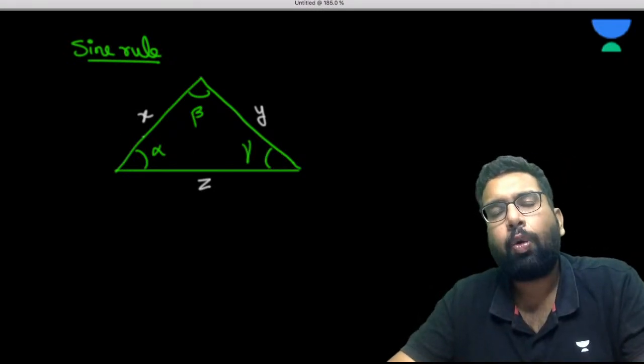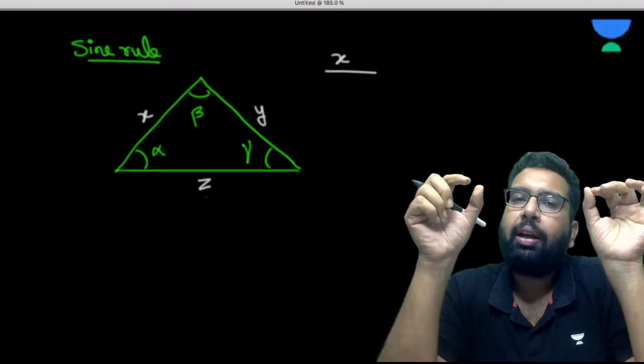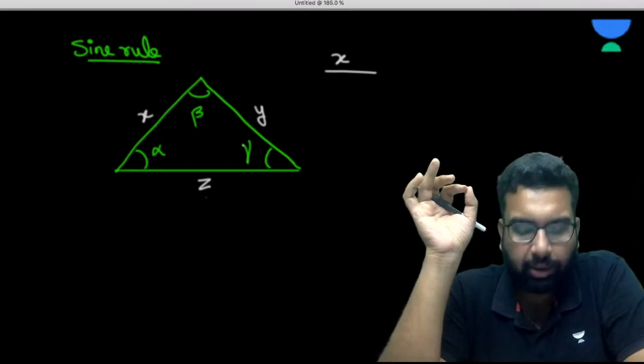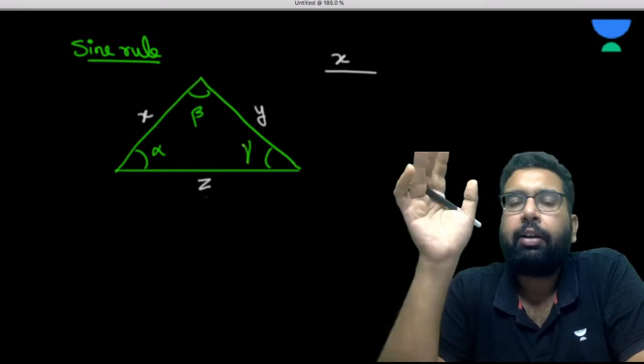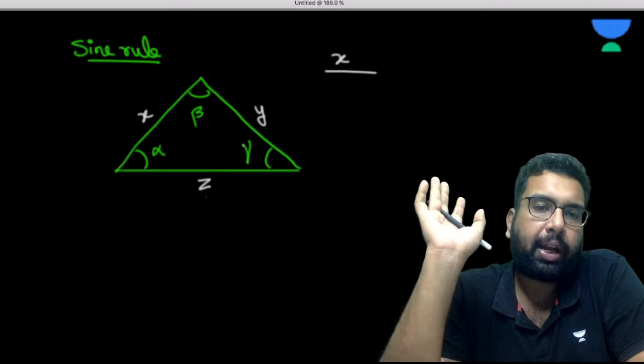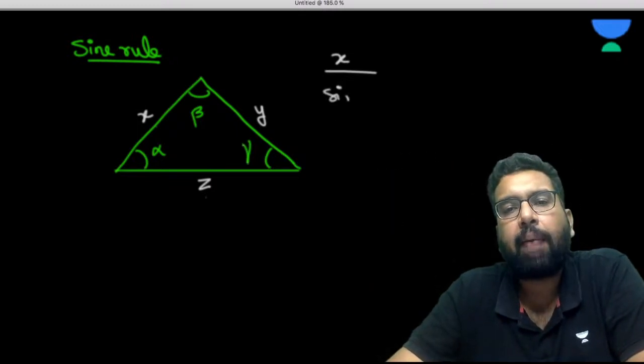Now in this case, see how very simple it is. x upon... what are the remaining sides, y and z. So what is the angle opposite to x? It is gamma. You pick up one side, then you pick the angle between the other two sides. So once you have picked x, the angle between the remaining two sides is gamma. So it will become x by sine gamma.